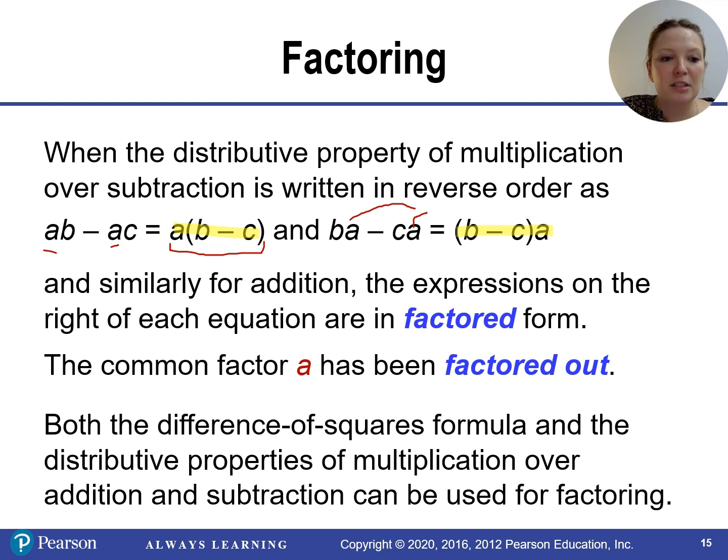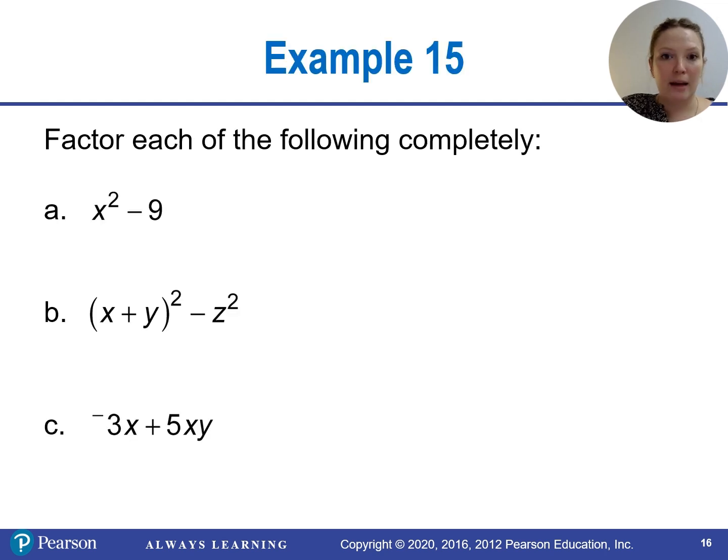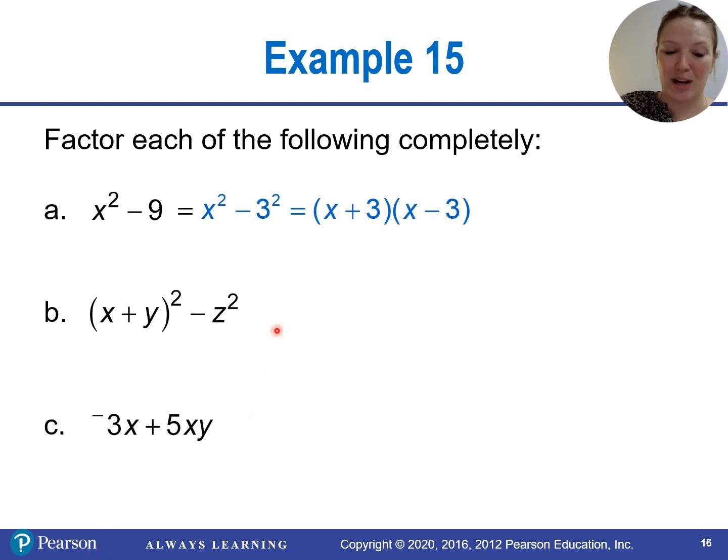And so the difference of squares formula and distributive properties can be used for factoring. If we have x squared minus 9, then we can see that 9 is a perfect square actually. It's 3 squared. So we could rewrite x squared minus 9 as x squared minus 3 squared, and then that's a difference of squares. And we could factor that as x plus 3 times x minus 3.